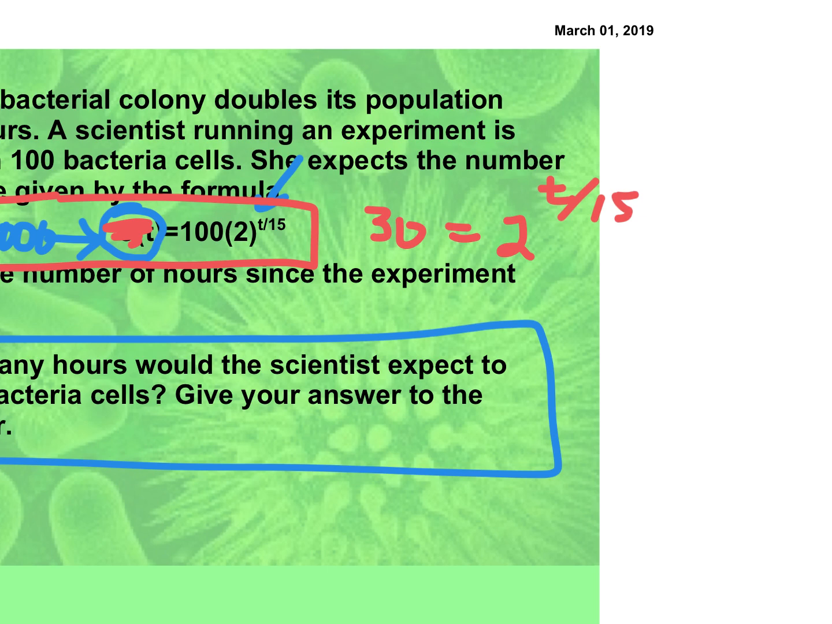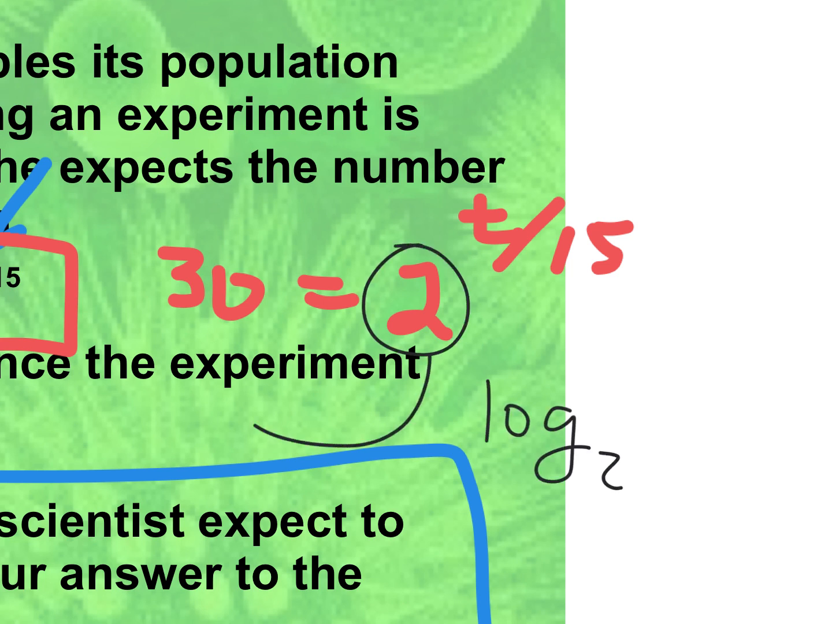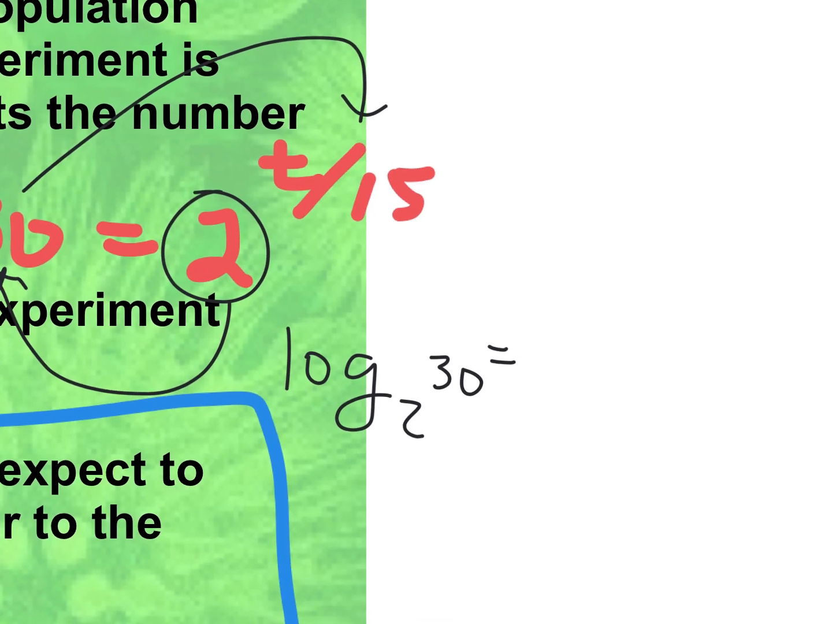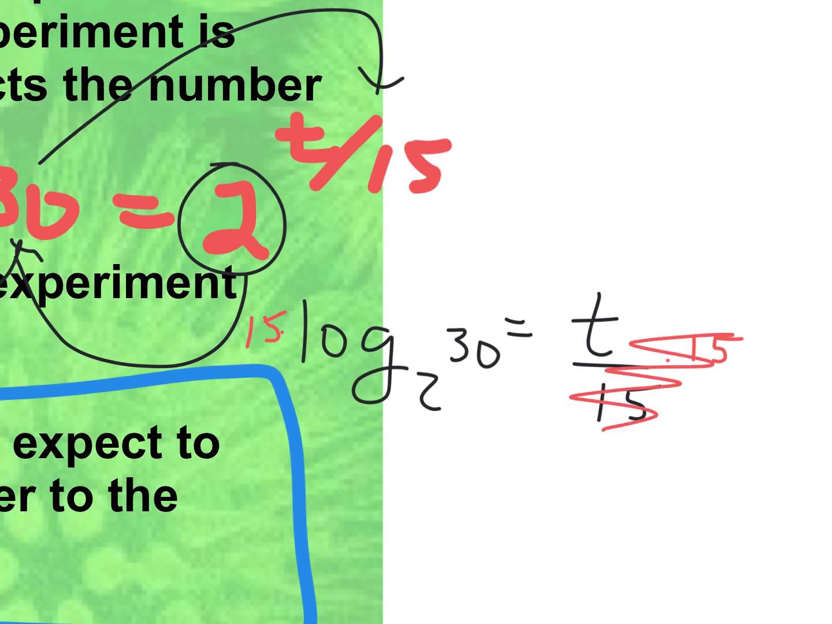Then I have to do a log. If you right here didn't know what to do, I understand. But the whole point of logs is to be able to rewrite things like this. Log base 2, and then you do the circle of logs. You got to go over to this side of 30, and then come back here, equals t over 15. And then one of my favorite things, clear fractions. I'm going to multiply by 15 on both sides. And that cancels, and t's alone. 15 log base 2 of 30.